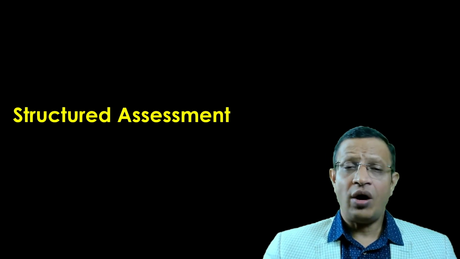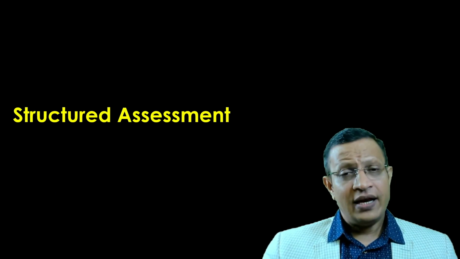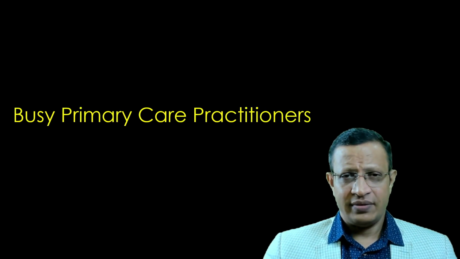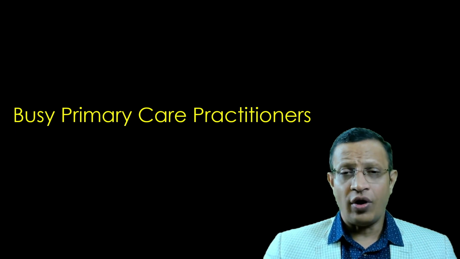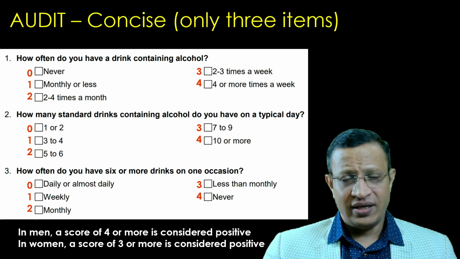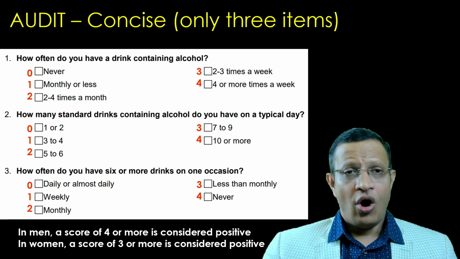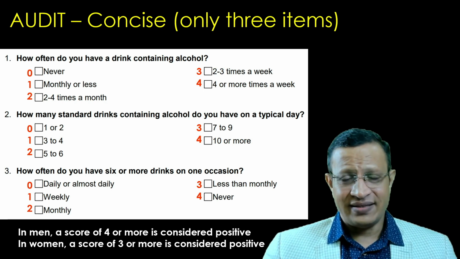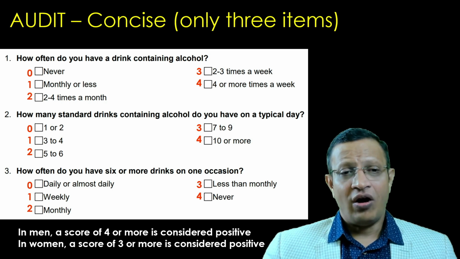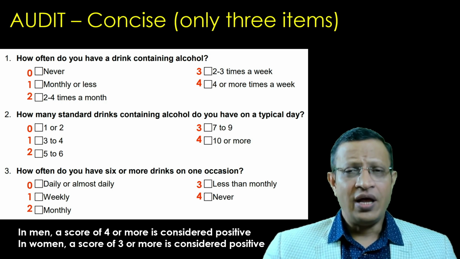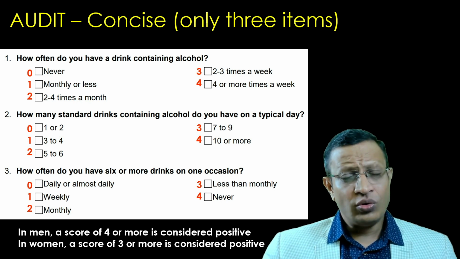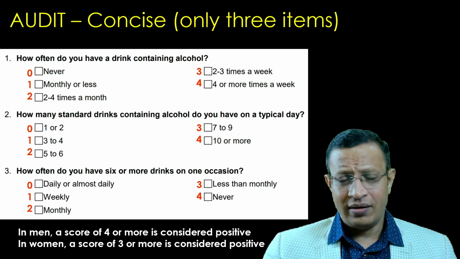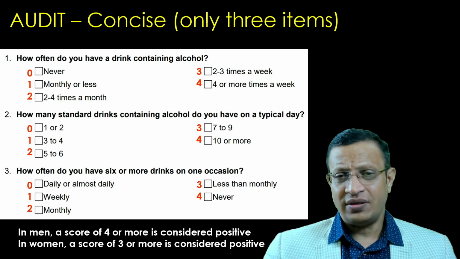Now the question comes, how to do the assessment? Let's talk about the structured assessment. For a busy primary care practitioner, the simplest way to make a diagnosis of alcohol use disorder is by using AUDIT. AUDIT-C is a concise format of assessing alcohol use disorder. There are only 3 items. The original had 10 items. What are those 3 items which should be asked of any person visiting a primary health care center?